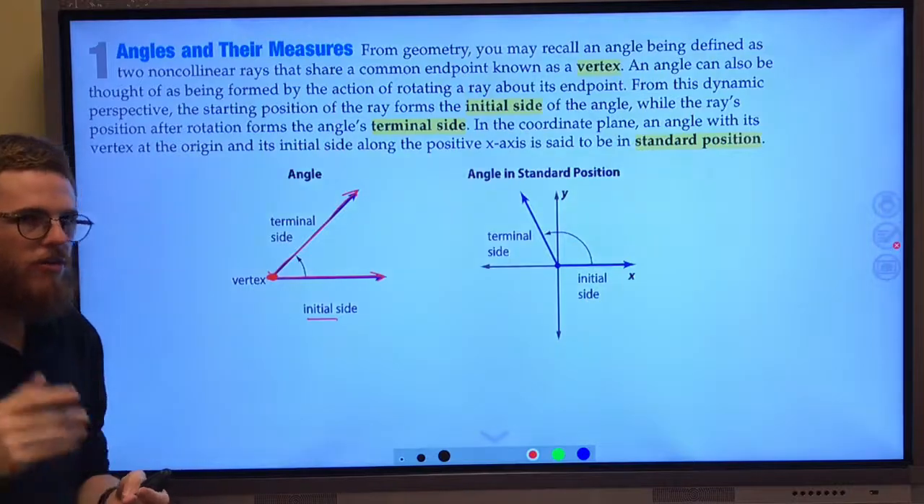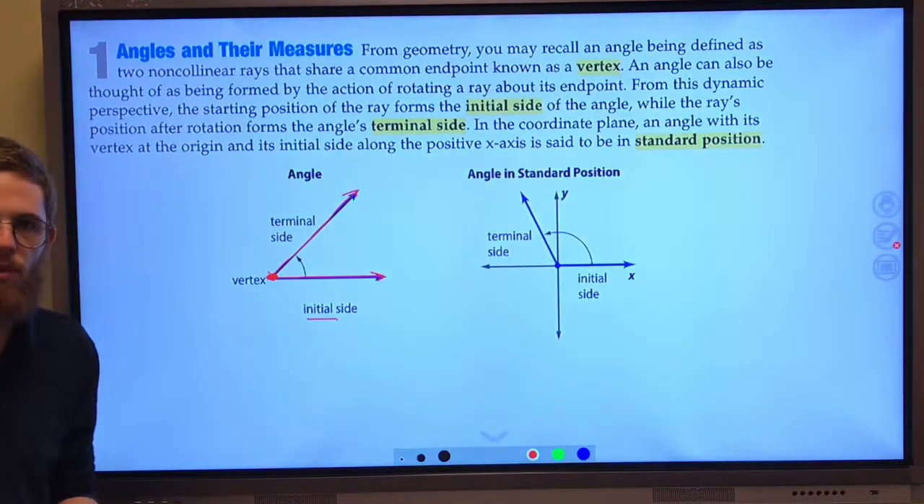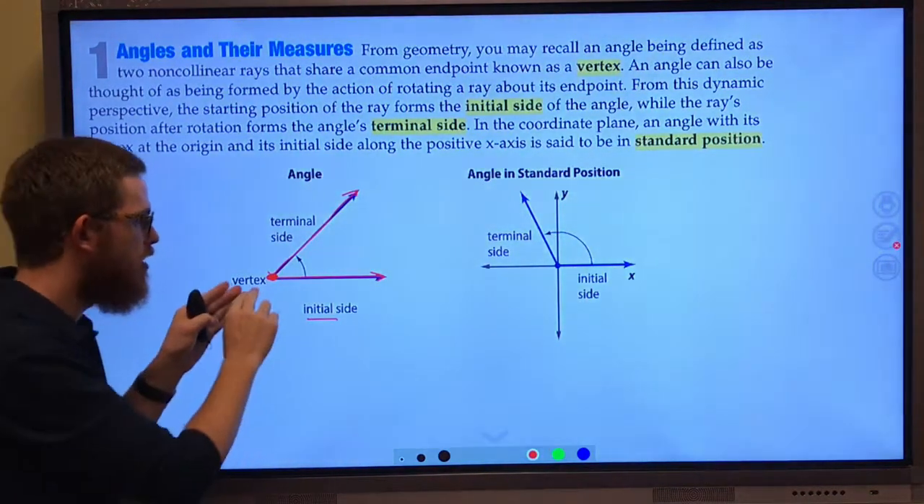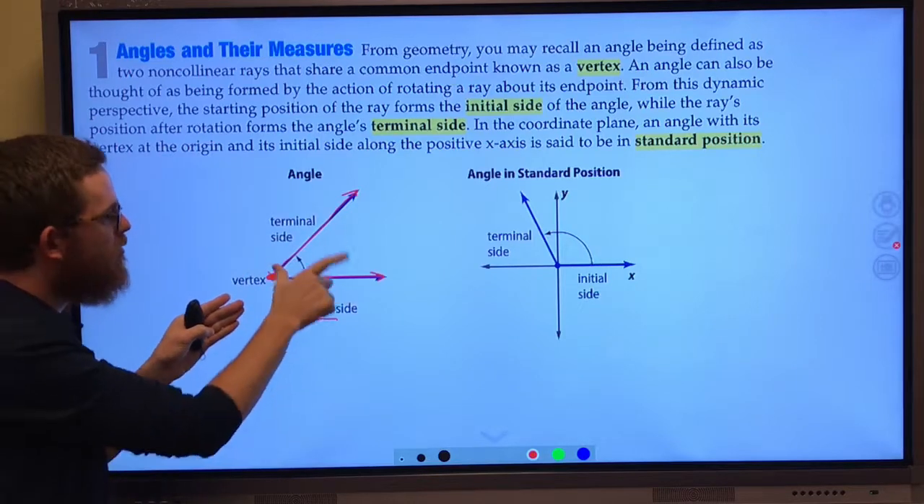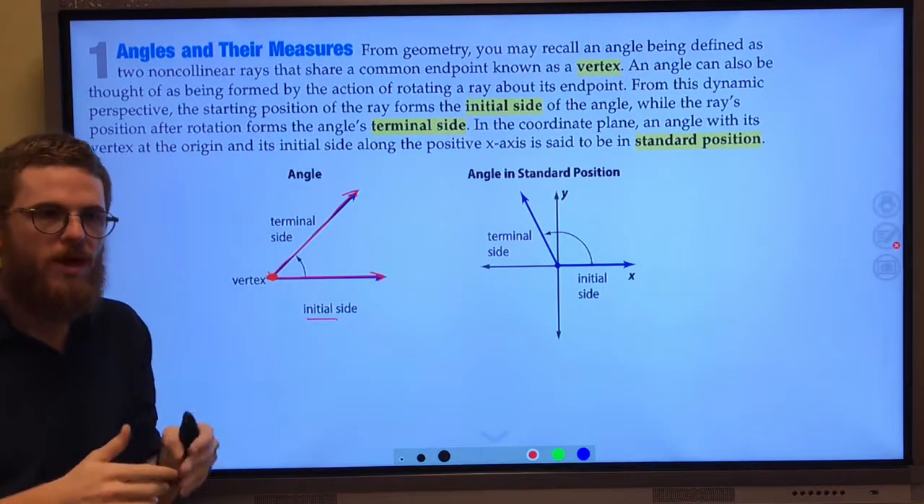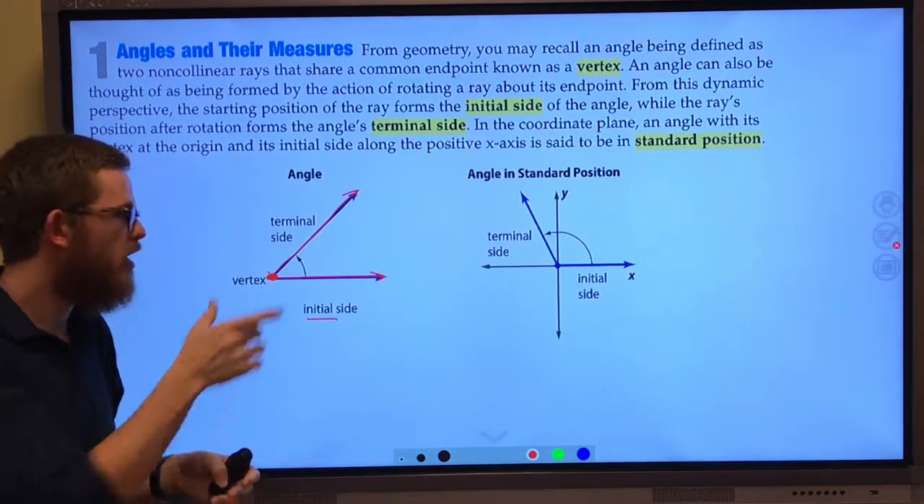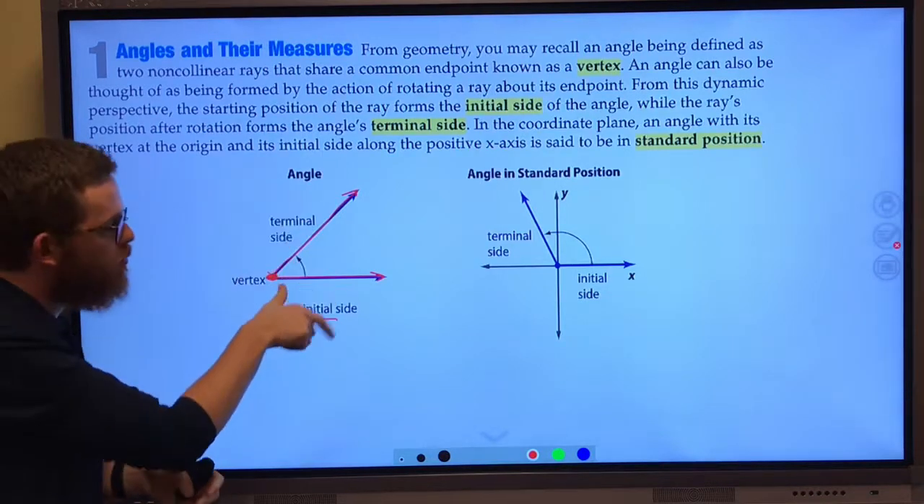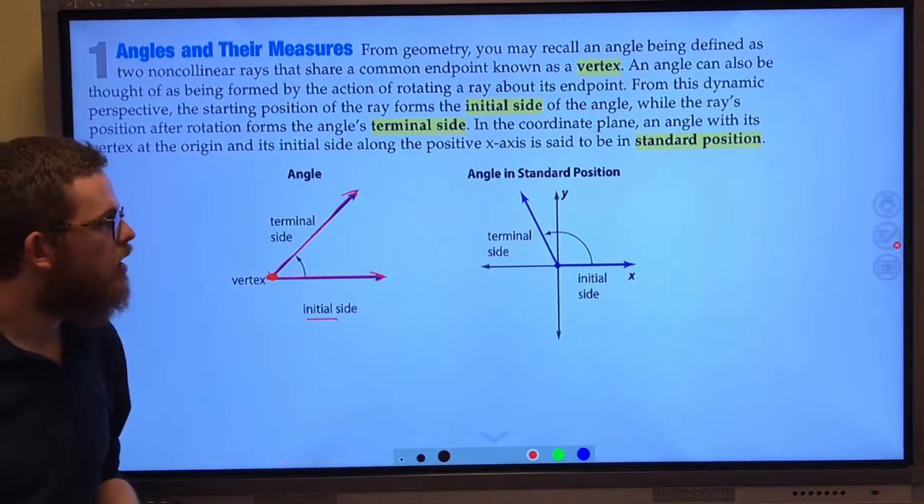And so it's another way of imagining the formation of an angle. We have an initial side, and then we have a terminal side where it has either been rotated up or it's been rotated down.